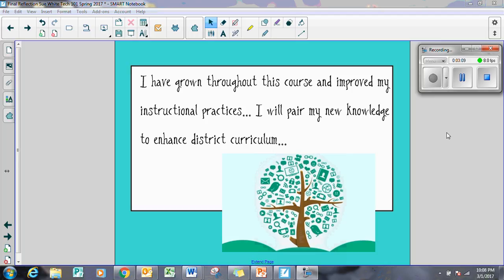I will pair my new knowledge to enhance district curriculum by defining my learning outcomes and choosing technology that can help my students reach these through experiences that provide time to explore, experiment, collaborate, and revise their thinking while still showing mastery of that learning target.